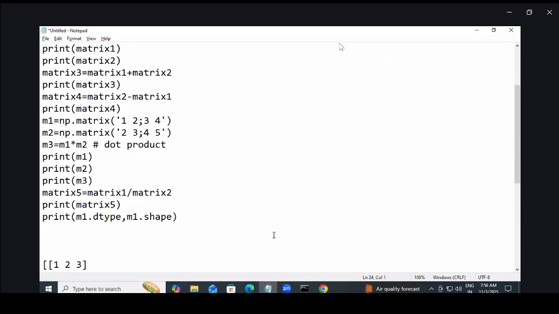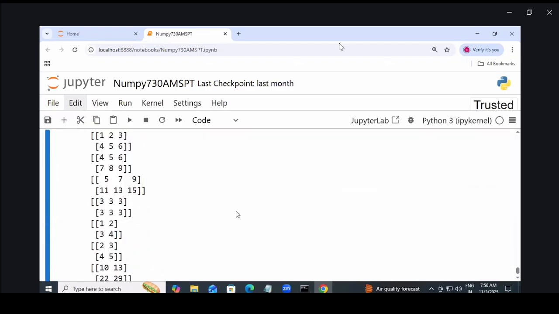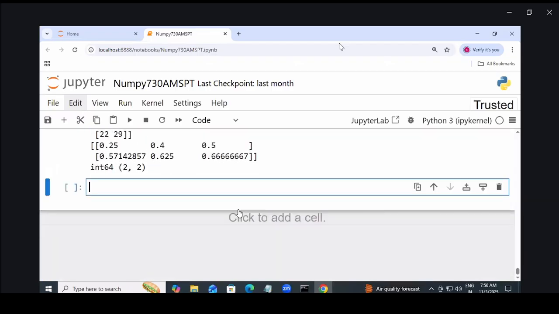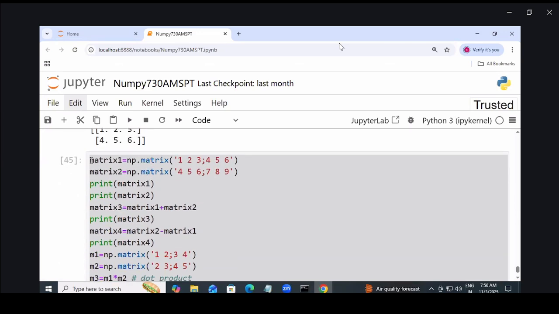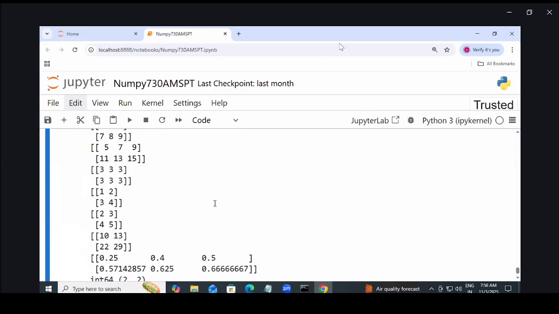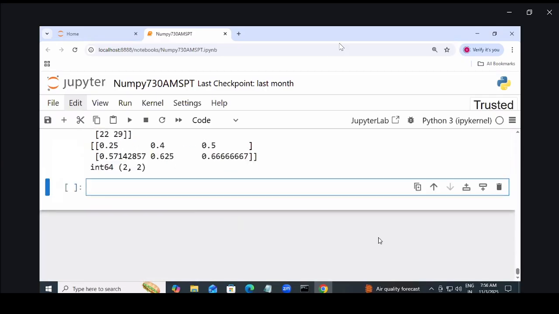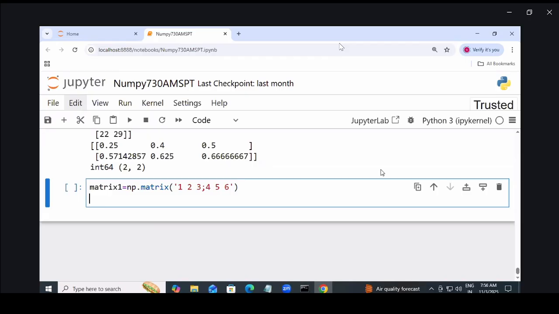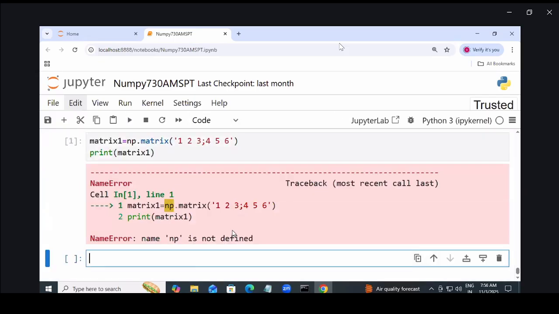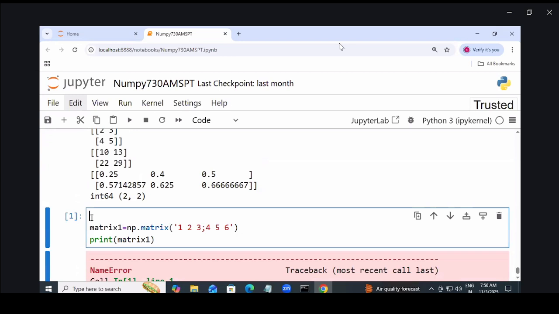Now you can also perform other operations on a matrix. For example, suppose you are creating a matrix. I created one matrix with a number of rows and columns. Assume that this is a matrix, and this matrix 1 has 2 rows and 3 columns.